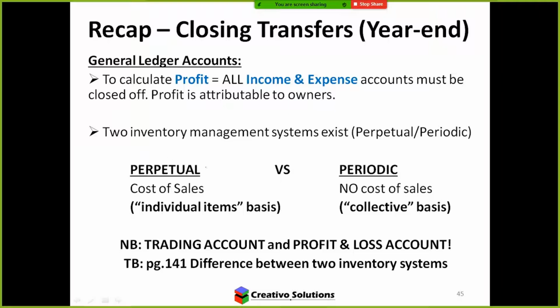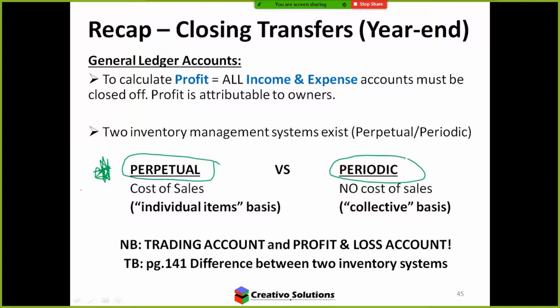You should know what the difference is between perpetual and periodic. Can you summarize it for me? Let's see how much you can remember. Describe this system for me. So perpetual is continuous. An example: if I'm selling cars, every time I sell a car, I minus it off my books, basically.